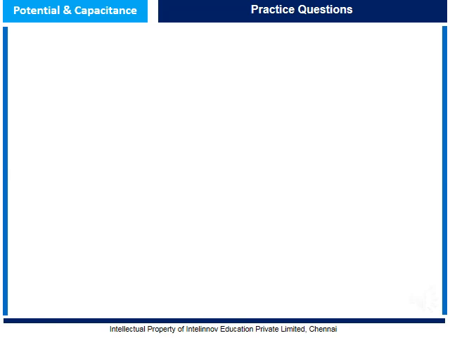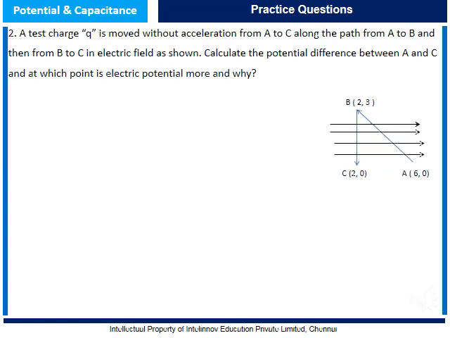A test charge Q is moved without acceleration from A to C along the path from A to B and then from B to C in electric field as shown. Calculate the potential difference between A and C and at which point is electric potential more and why.